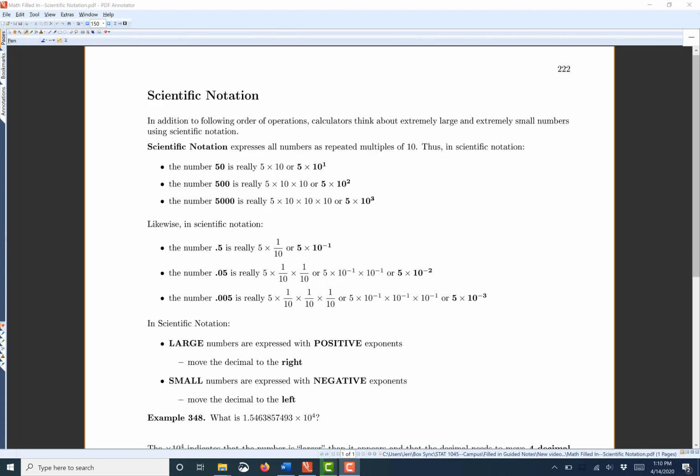Likewise, we can also use that for small decimals. So the number 0.5 is really 5 times 1 divided by 10. Or we write that as 5 times 10 to the negative 1. Because the 10 was in the denominator, that's why it's a negative exponent.